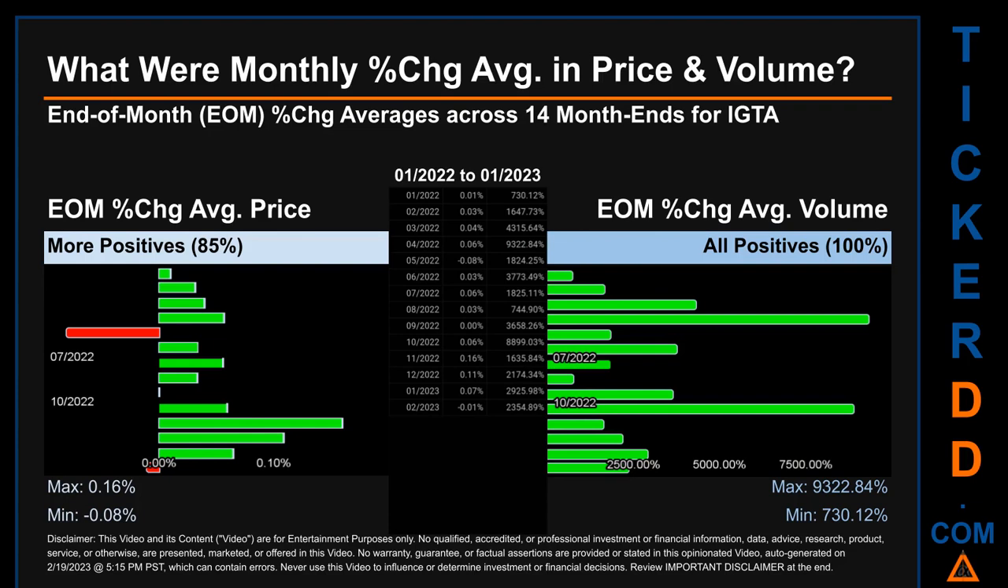Price saw an end-of-month max of 0.16% in average percentage change along with a minimum of -0.08%. For volume, the maximum and the minimum monthly percentage change were respectively 9322.84% and 730.12%.